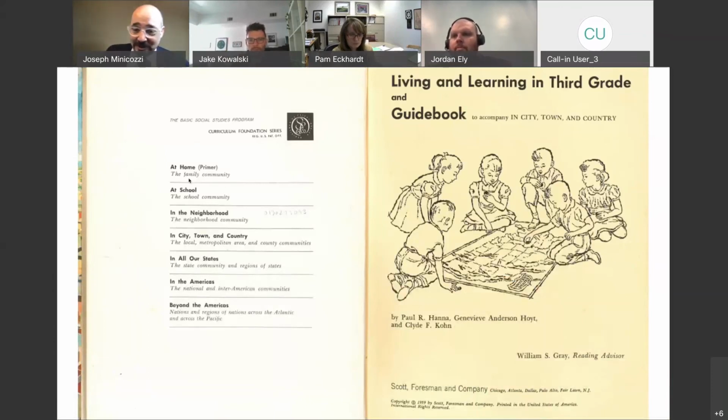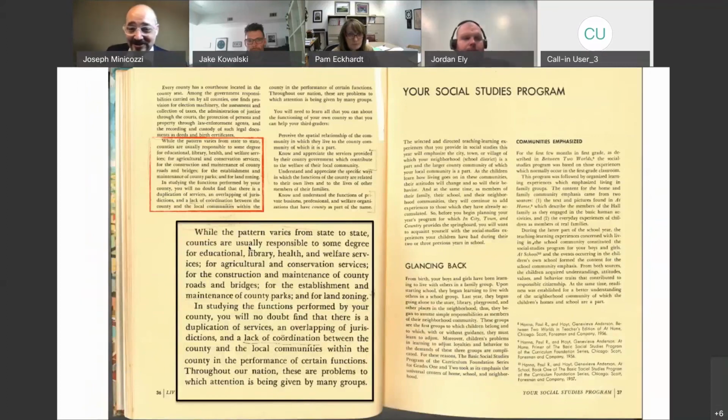So in kindergarten, you learn about your house. 1st grade, the schools. 2nd grade, the neighborhood. 3rd grade, you learn about regional government. So in the teacher's guide, I find this hilarious. This is for the teacher, to learn about how to deal with 3rd graders. "While patterns vary from state to state, counties are responsible for education, library, health, welfare, etc. In studying the functions performed by your county, you will no doubt find there's an overlapping of jurisdictions and a lack of coordination between the communities within it."